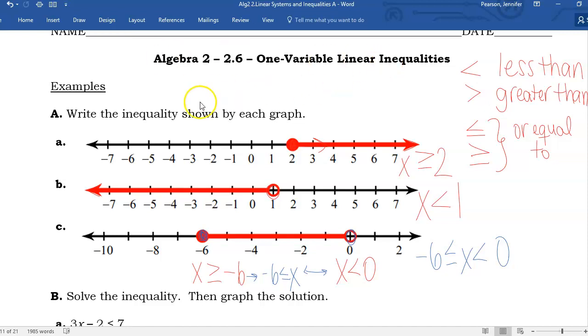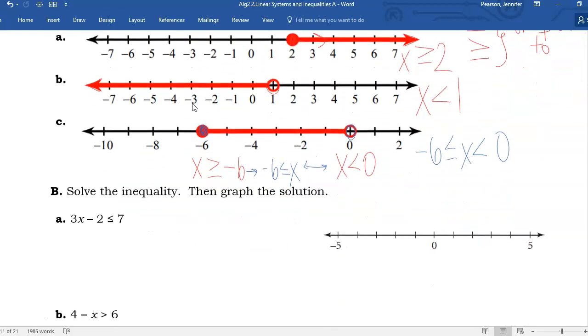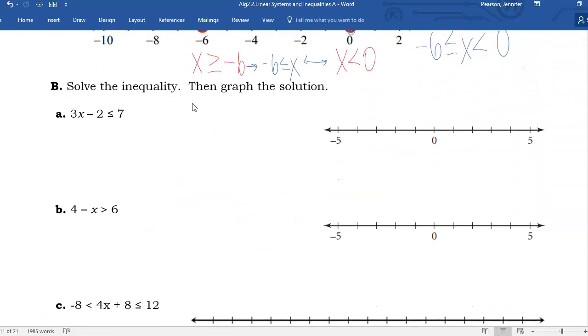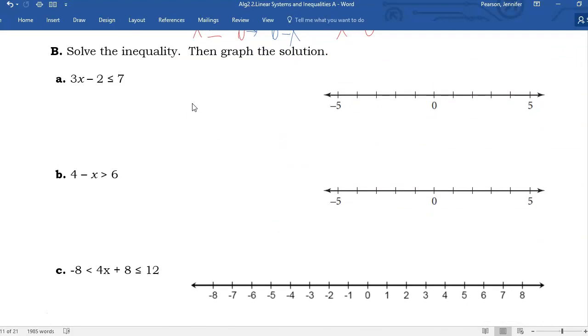Example B. Now that we know how to graph the inequalities, let's solve some, and then we can graph those solutions. So letter A has 3x minus 2 is less than or equal to 7. We're going to solve this just like a linear equation. We're going to add 2 to both sides, and the 2's eliminate. And when we do this, our less than or equal to symbol stays a less than or equal to. Okay? 7 plus 2 is 9.